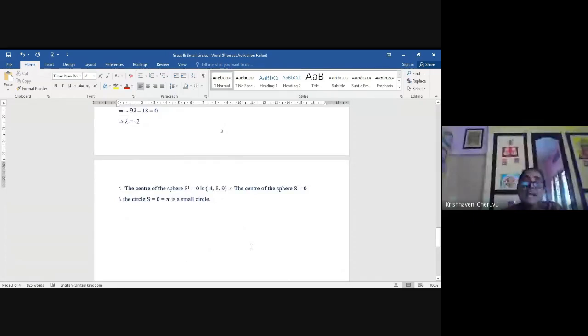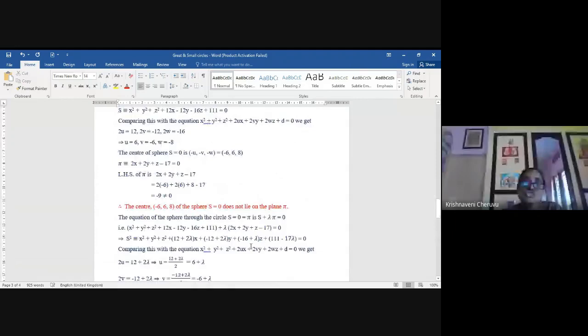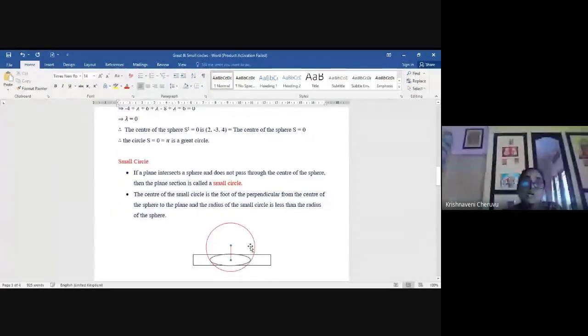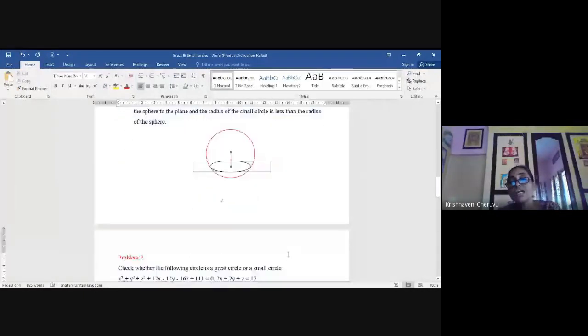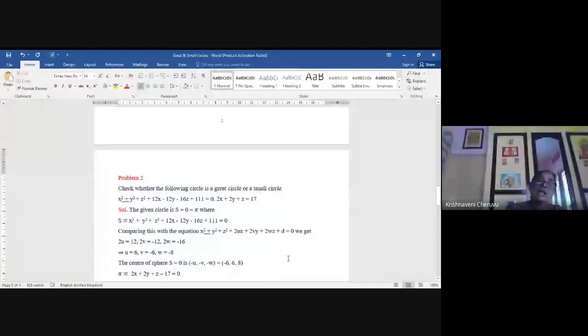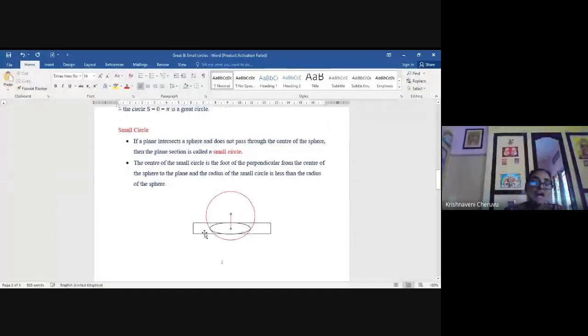Okay, so what we did here is first we checked whether the center of the given sphere satisfies the equation of the plane. There actually ends the matter, whether you can say it is a great circle or small circle, but you are finding out whether the sphere passing through the circle is the same as the given sphere. So for that reason you are again finding out the equation of the sphere passing through the given circle, and you are comparing the centers of these two spheres. So remember, first thing is you substitute the center of the sphere in the plane. If it is satisfied, great circle. If it is not satisfied, small circle.